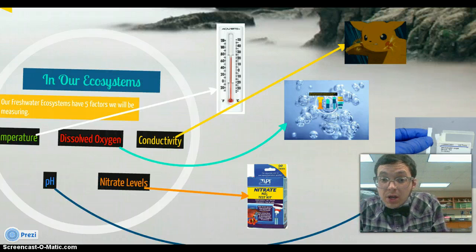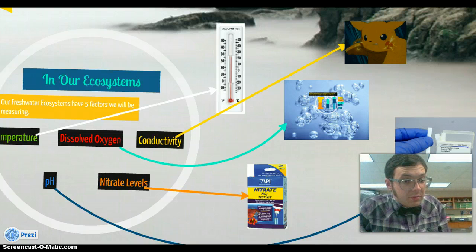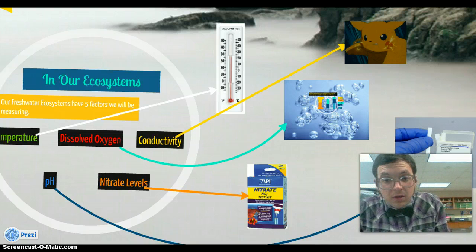And where does the oxygen come from? Generally, if there are a lot of plants in the water, there'll be a lot of dissolved oxygen. If there aren't as many plants, not as much. Keep that in mind.